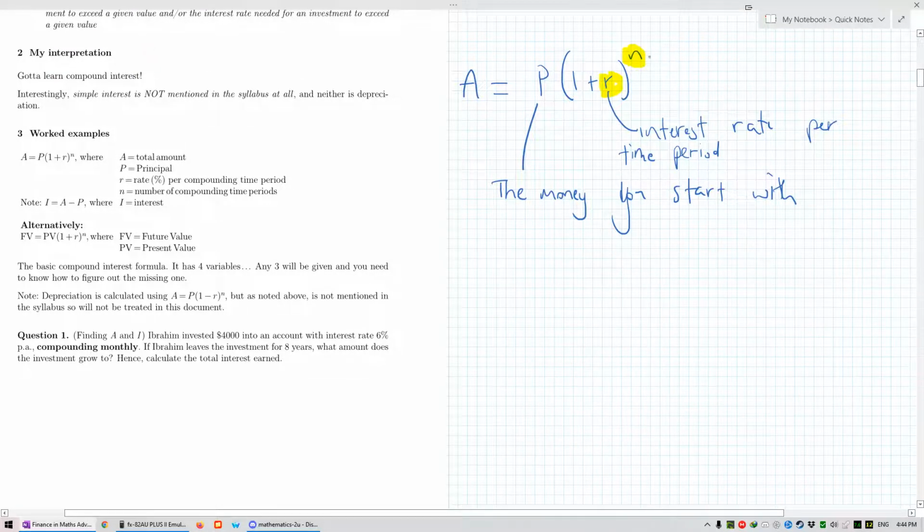So N is the number of compounding time periods, the number of time periods. And I'm sure this will be revision for most of you.